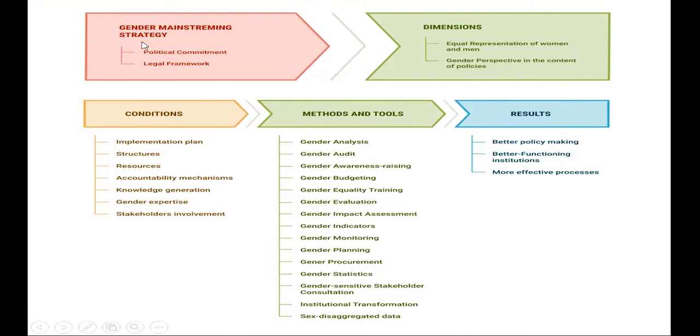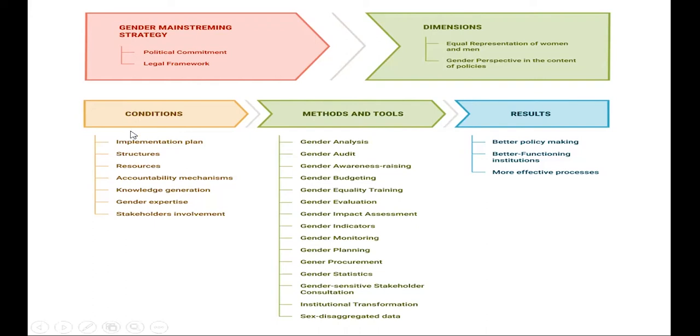Gender mainstreaming, on the top far left, will require political commitment as well as a legal framework. Governments have to demonstrate their political commitment and countries have to establish a legal framework. At the continental level, we have the African Union Charter. This moves into different dimensions, two key dimensions: the equal representation of women and men, as well as gender perspective in the content of policies. For all of this to happen, we must have the right conditions, choose the appropriate methods and tools, and expect important, interesting results.